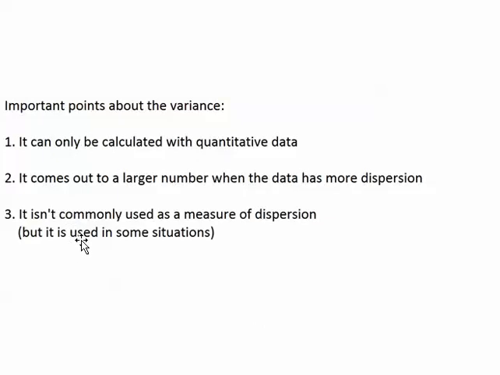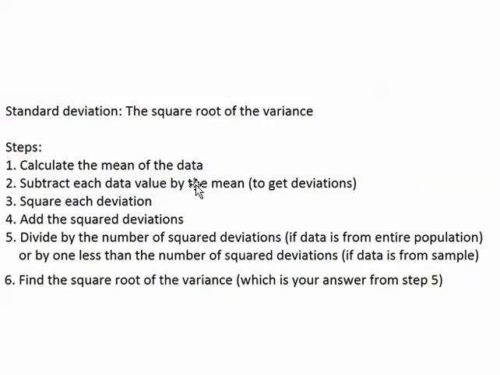The next measure of dispersion that we'll talk about, which is the standard deviation, is actually the most commonly used measure of dispersion. Let's now talk about the standard deviation. The standard deviation is just the square root of the variance. To get the standard deviation, all you have to do is calculate the variance and then go one step further and find the square root of the variance.